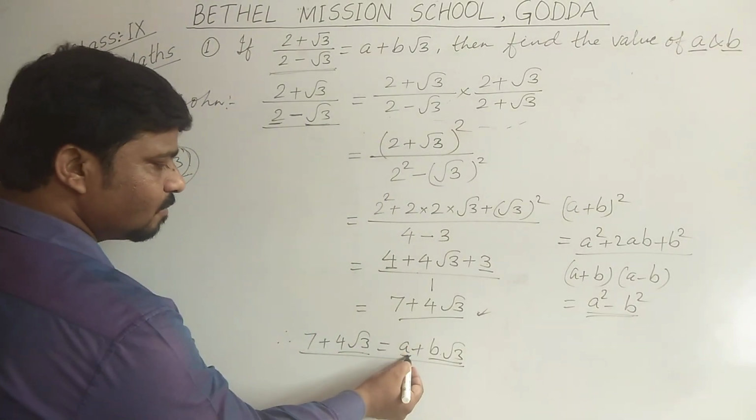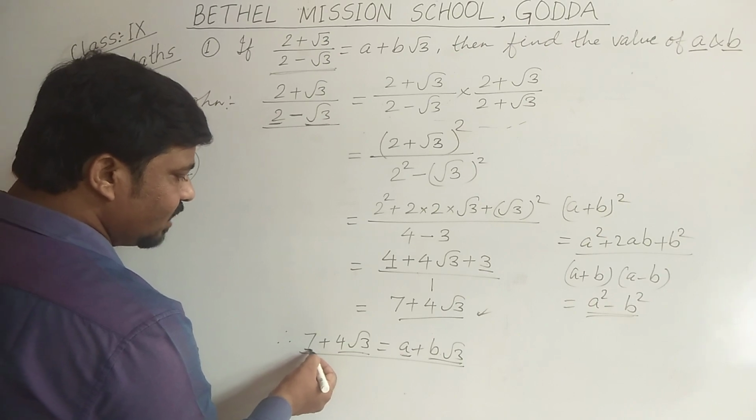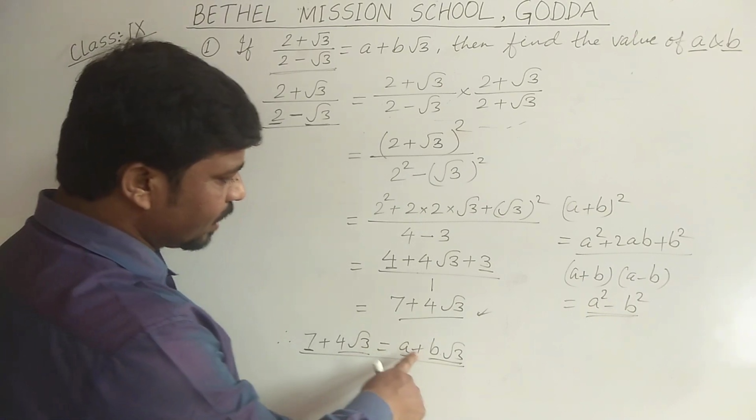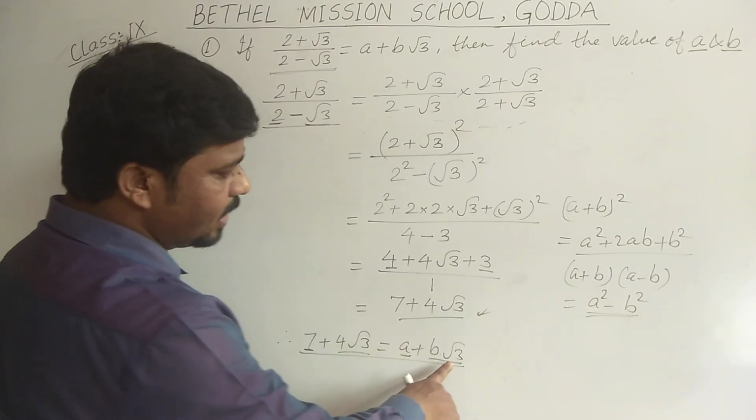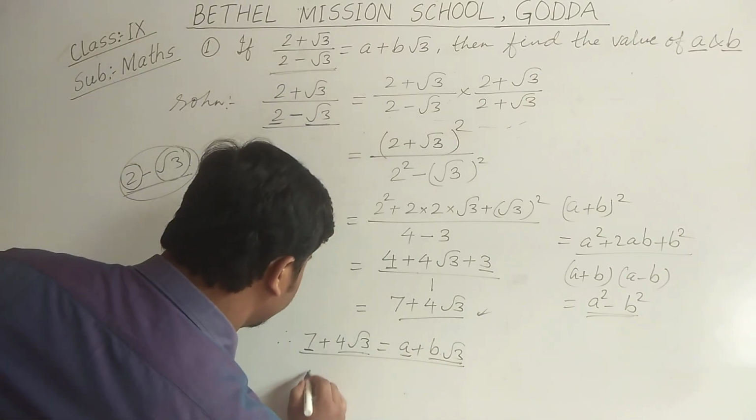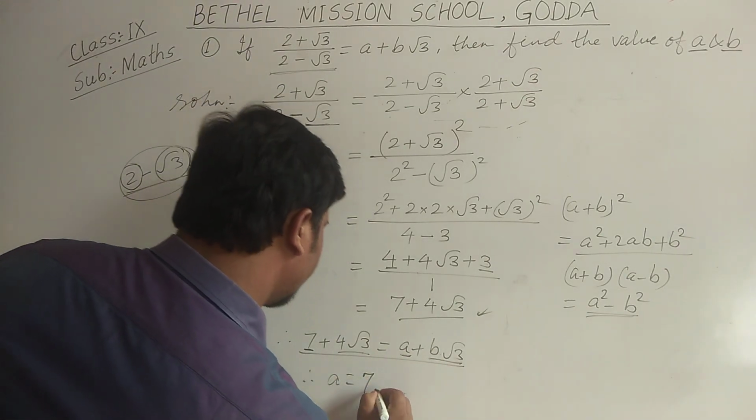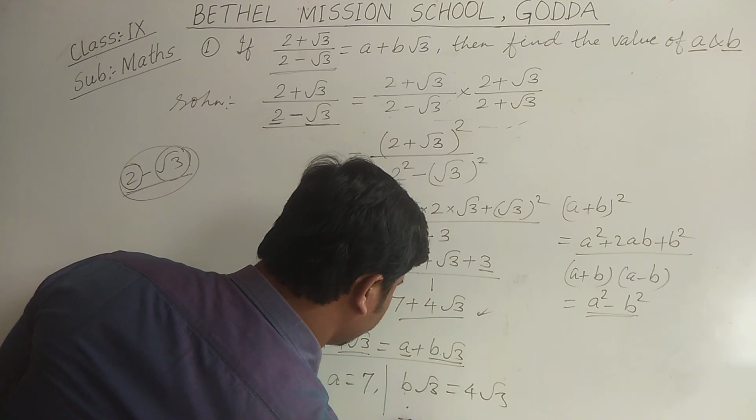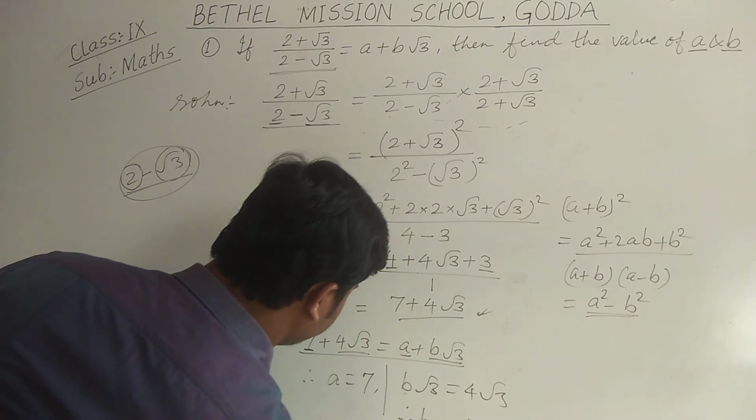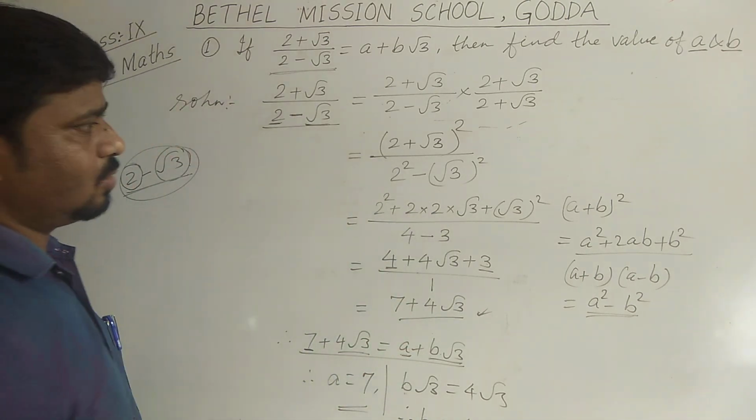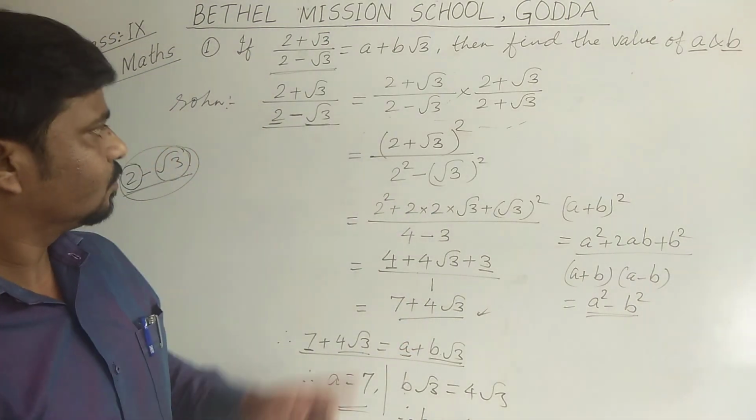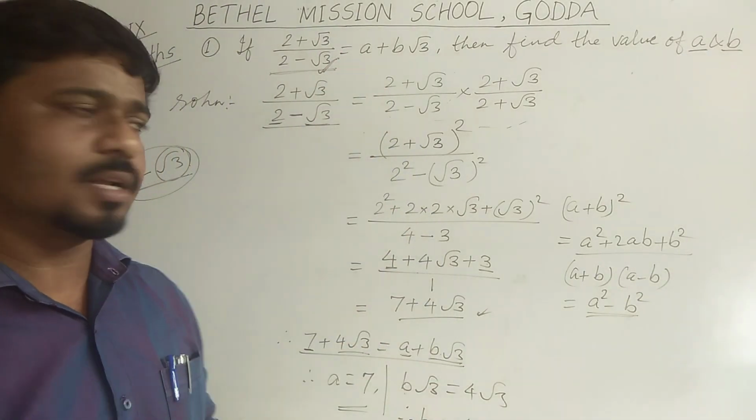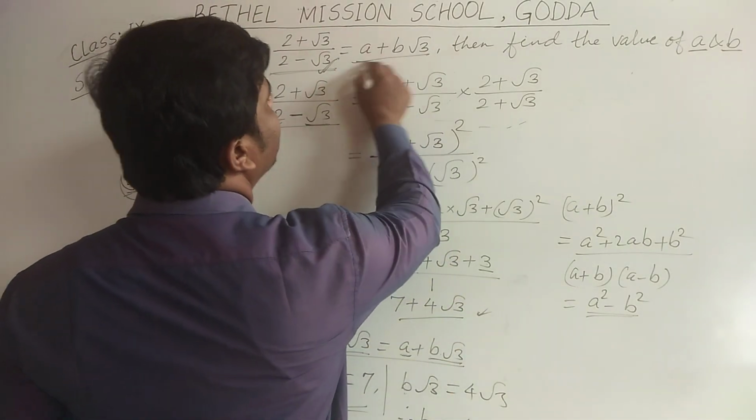So the rational part will be compared with the rational part, and the irrational part will be compared with the irrational part. Therefore a equal to 7, and here b under root 3 equal to 4 under root 3. Therefore b equal to 4, means a equal to 7, b equal to 4. So this is the process, rationalizing the denominator. By that process you can find the value of a and b.